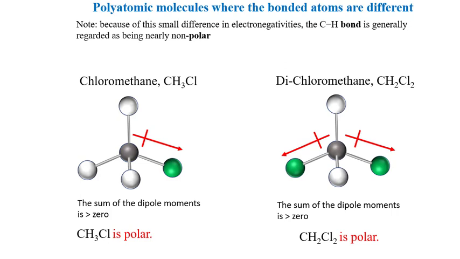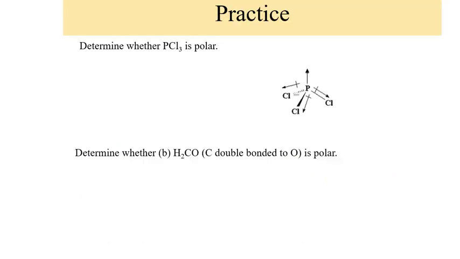What if you have a case where the bonded atoms are different? Then in this case also, if you have some polar bonds in there, then your molecule is going to be polar. So see the CH3Cl. Now the C-H bonds are non-polar, so they don't factor in, but the C-Cl bond is polar, and so your molecule ends up being polar. If you have CH2Cl2, also these will be polar. So in general, every time you have different bonded atoms and you have at least one polar bond, your molecule is going to be polar.